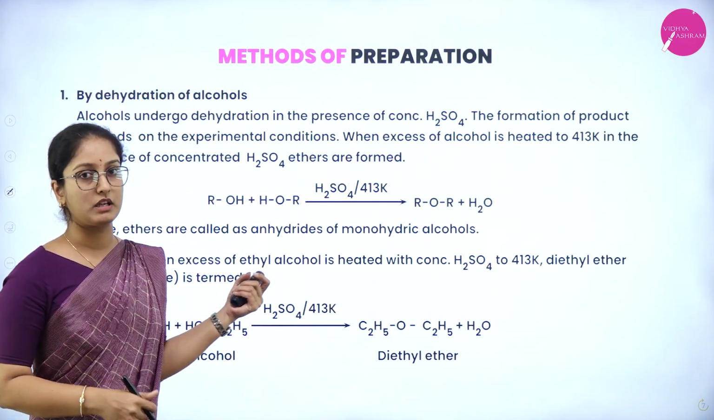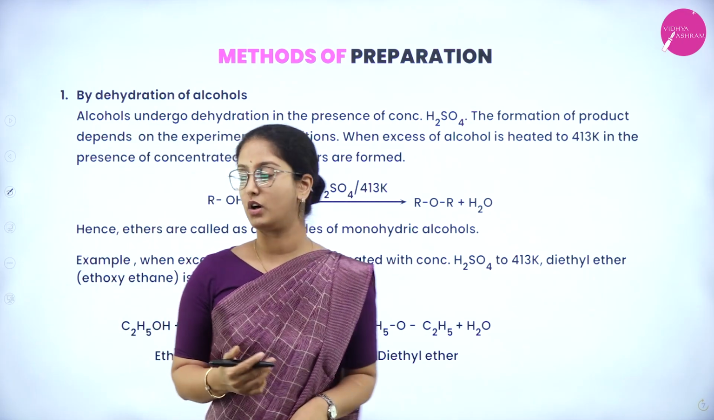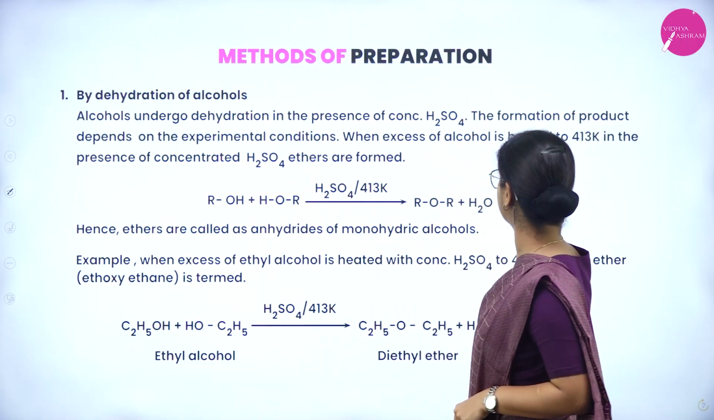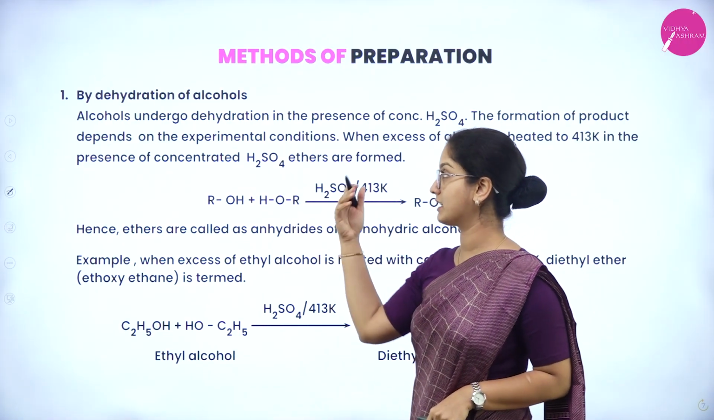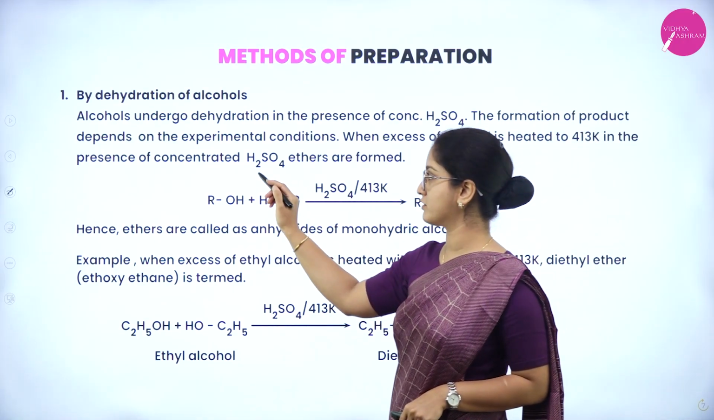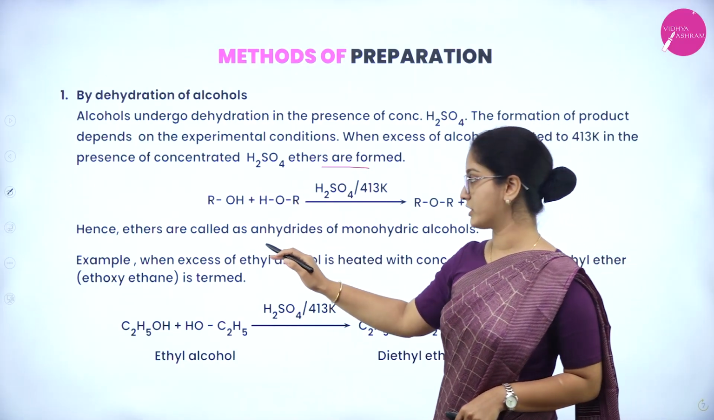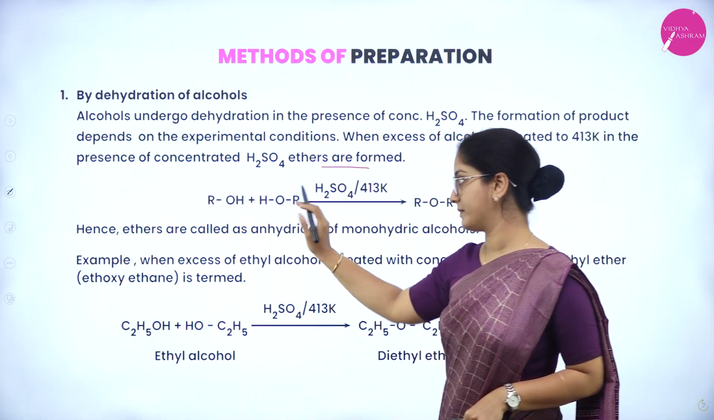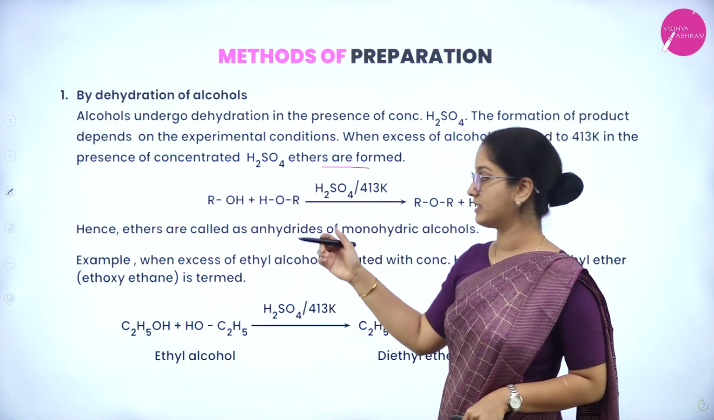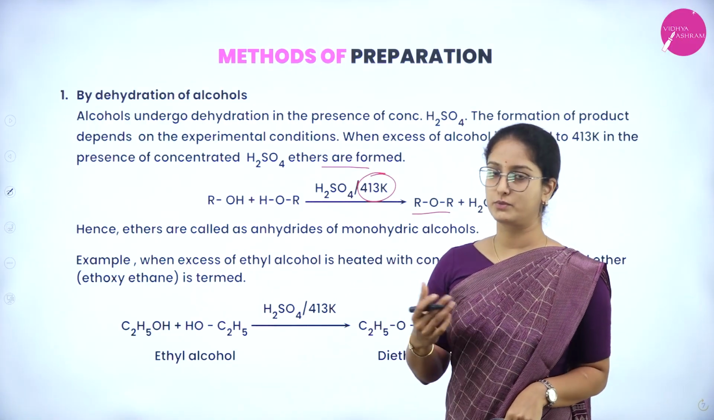So next is about methods of preparation of ethers. So first one is dehydration of alcohols. Alcohols undergo dehydration in the presence of concentrated sulfuric acid. So the formation of product depends on the experimental conditions. When excess of alcohol is heated at 413 Kelvin in the presence of concentrated sulfuric acid, ethers are formed. So here is a general equation: alcohol plus another molecule of alcohol in the presence of concentrated sulfuric acid at 413 Kelvin can yield ether along with a water molecule.